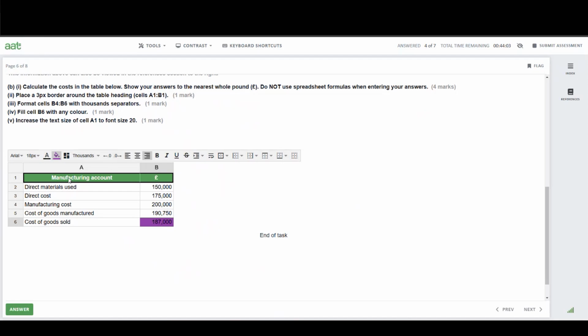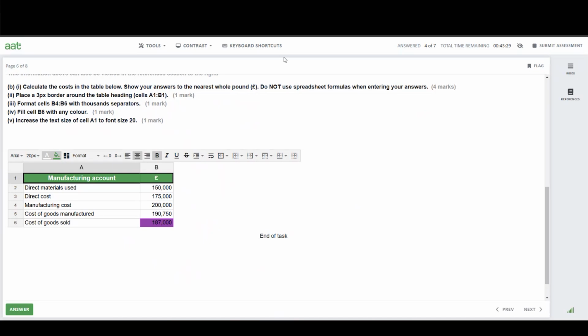So I'm going to go back to A1. I'm going to click into A1 there, and we can see the font size is here. It's currently set at 18px. If you hover over these options on the ribbon, it tells you what most of these actually do. So that's quite a helpful feature. So we're changing the font size. That's going to be in here, and I'm going to change it to 20, a 20-point size there.